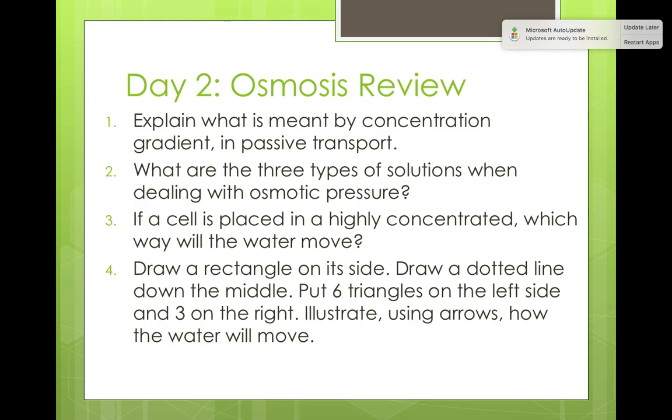And then right here, this is just like what we had on the other thing, a little practice for you to do. I just ask you to draw some lines and then see if you can put the arrows on which way the water will move. So there you go. All right, so that is day 2.